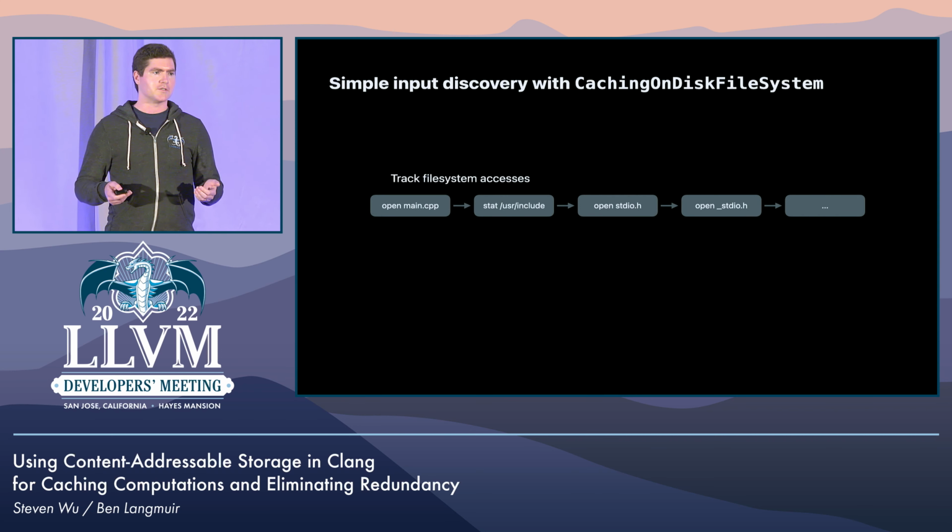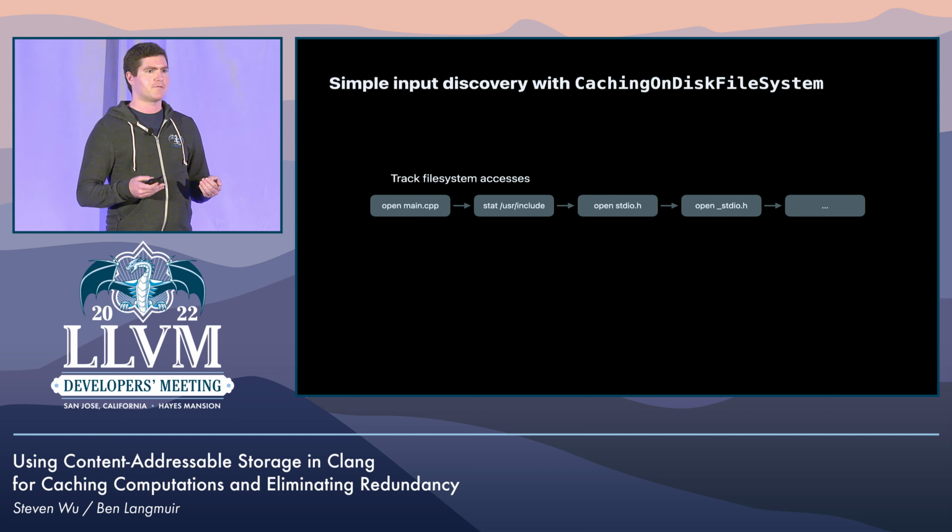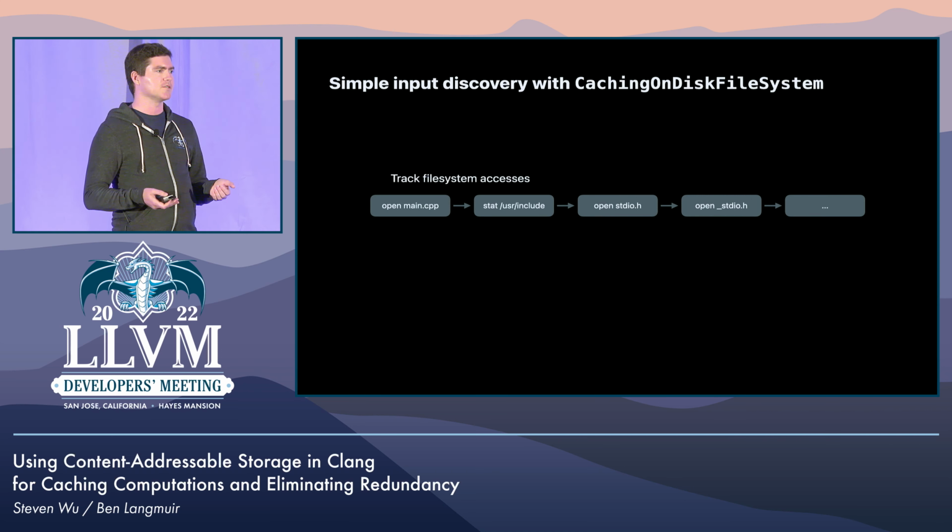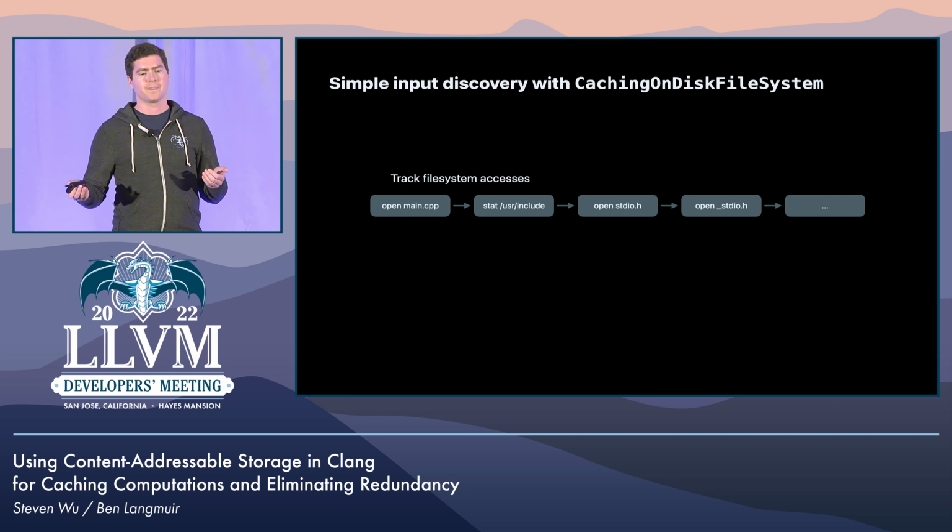So how does caching on disk file system work? Well, we use this as the base VFS layer in Clang, and then we keep track of every single file system access that's made during the Clang scandep scan. So for example, we might start by opening the main CPP file, we might stat a directory for a header include path, et cetera, et cetera.